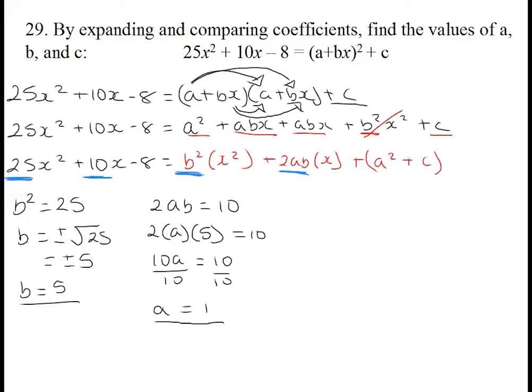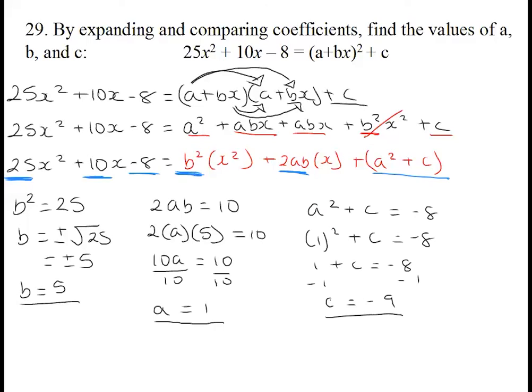Now let's move on to the last value. So we have a squared plus c, which is equal to minus 8. A is 1, so we have 1 squared plus c is equal to minus 8. 1 plus c is equal to minus 8. We can minus 1 on both sides to get c on its own, leaving us with c is equal to minus 9. Okay, so we've worked out our values of a, b, and c. So a is 1, b is 5, c is minus 9.